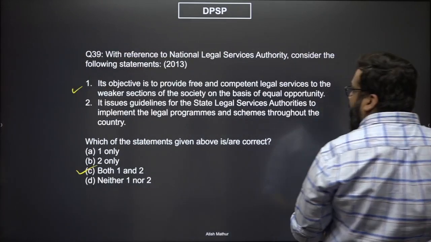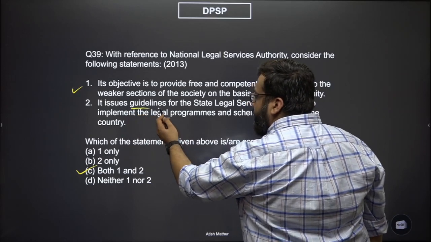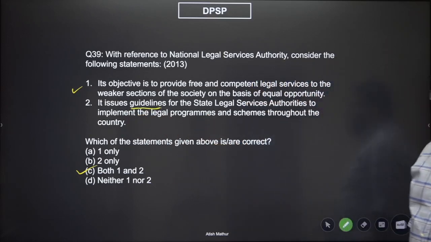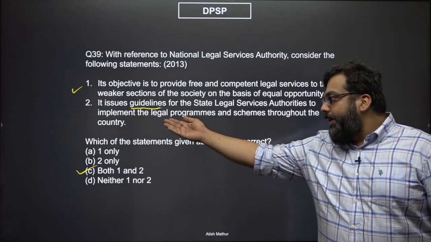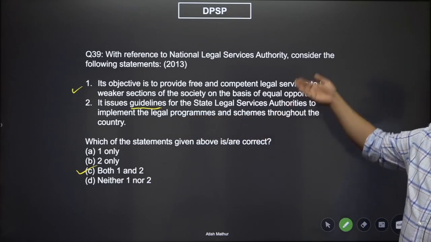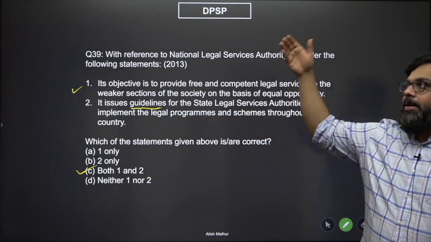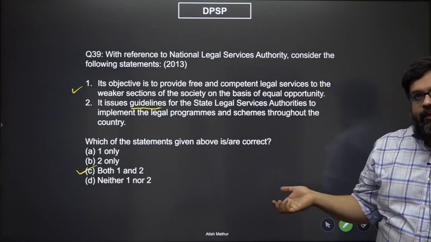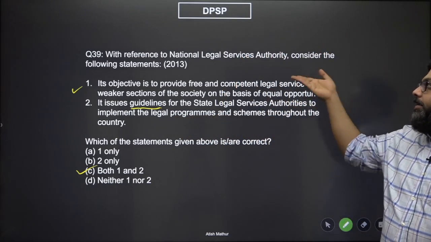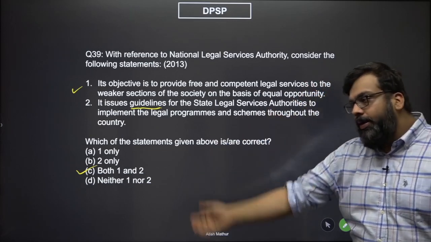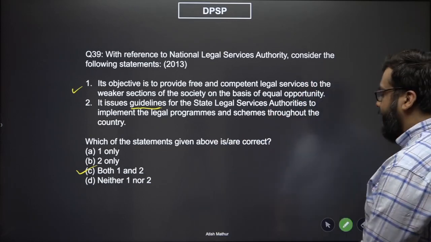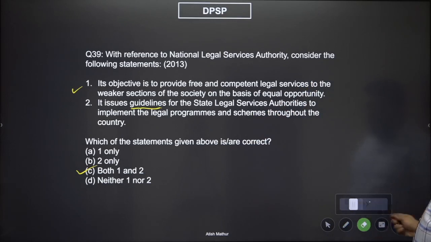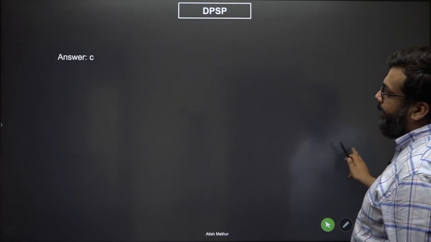Because guidelines are not legally binding in the first place, and two, what are you issuing guidelines for? You're issuing guidelines to implement legal programs and schemes. So if there is a scheme which is funded by the center, implemented at the state level, the center can ask the National Legal Services Authority to coordinate the implementation at the level of the states. So why not? So yes, the answer here should be C.